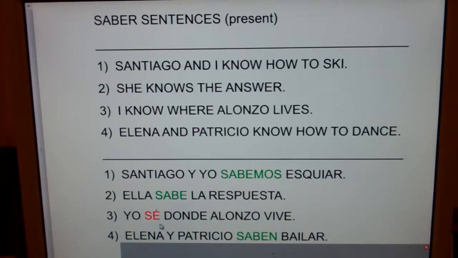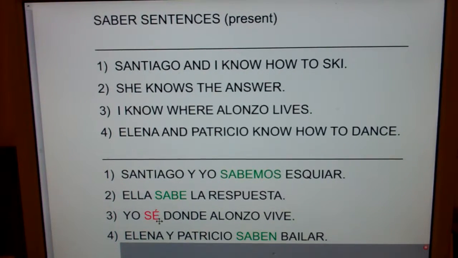Se without an accent means himself, like se llama Paco, he calls himself Paco, or se llama Alfonso, he calls himself Alfonso. How am I going to remember that I know for a fact or I know how to has an accent? Here's how I do it. I know for a fact that I have an accent. So sé with an accent means I know for a fact. Se without an accent means himself.